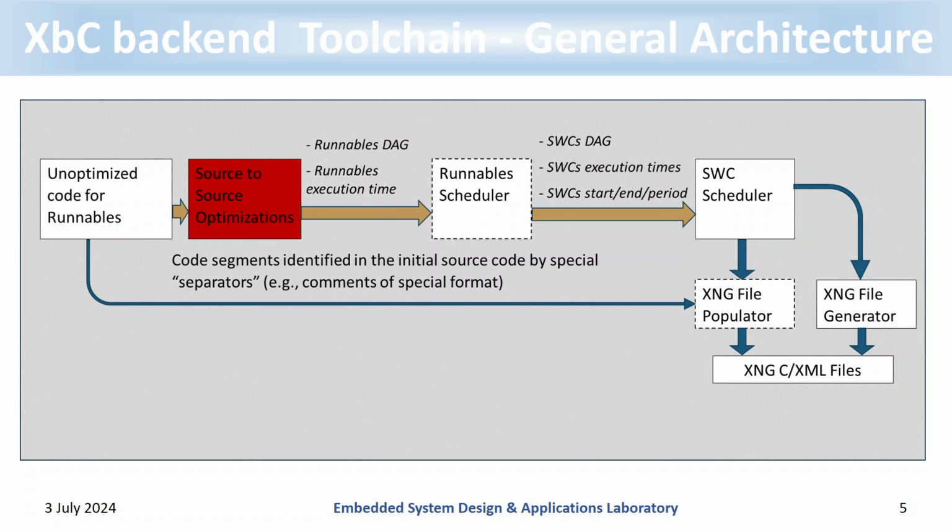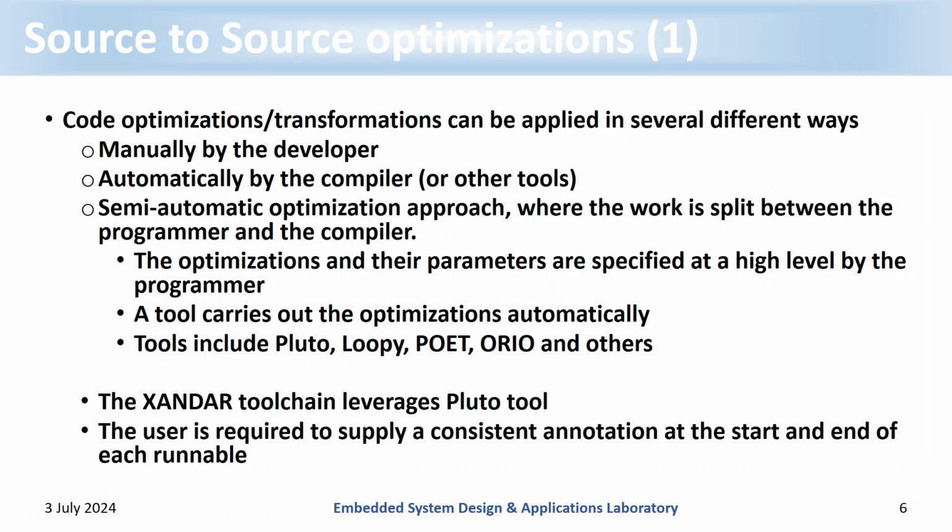Initially, we examine the source-to-source optimizations that accept as input the unoptimized code of the system runnables. Code optimizations can be applied either manually by the developer or automatically by the compiler or other tools, or by using a semi-automatic optimization approach where the work is split between the programmer and the compiler. In the latter case, the code optimizations and their parameters are specified at a high level by the programmer, leaving the implementation tasks to the compiler, which executes the process fully automatically.